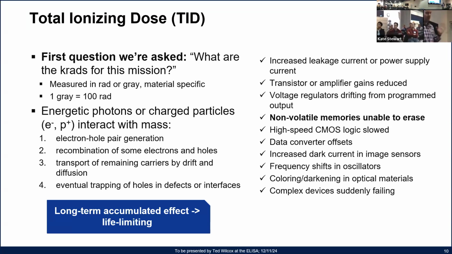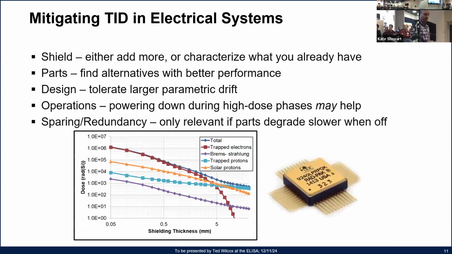So it is our job to figure out all of these effects and make sure they don't bring our mission to a premature end. There are some mitigations that are pretty common here. From a dose standpoint, we're talking about shielding. Dose is a first order shieldable. Sometimes we are changing our parts out and finding a part that is rated or can be tested to survive the dose environment. Sometimes we are making design changes to tolerate those parametric shifts or changing our operations.